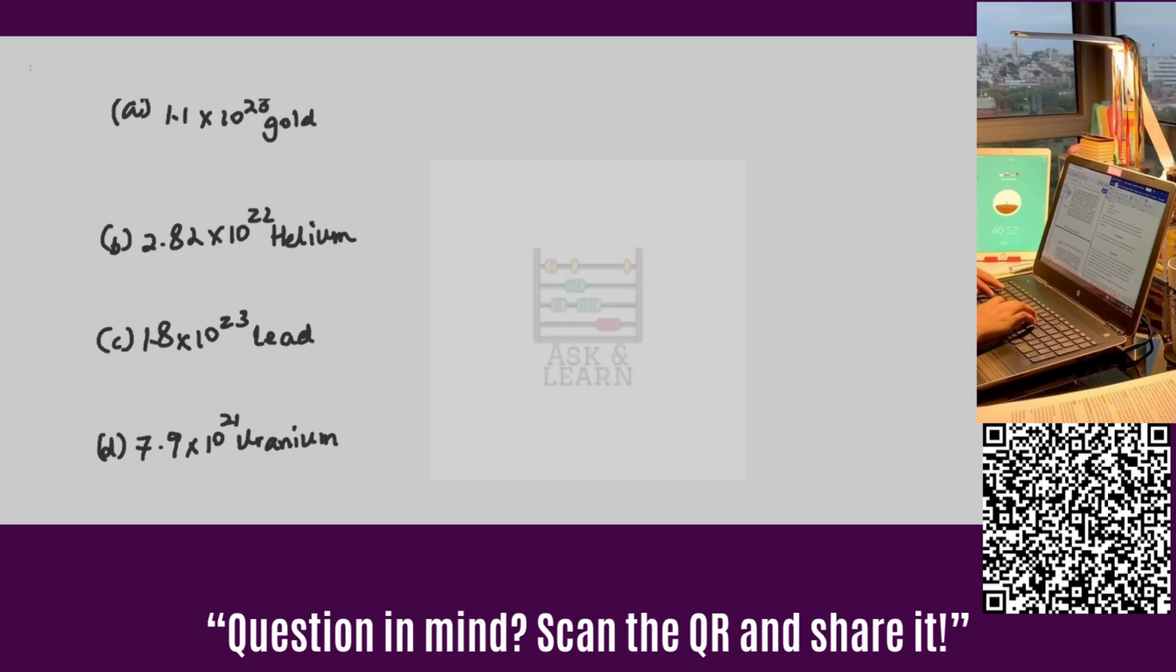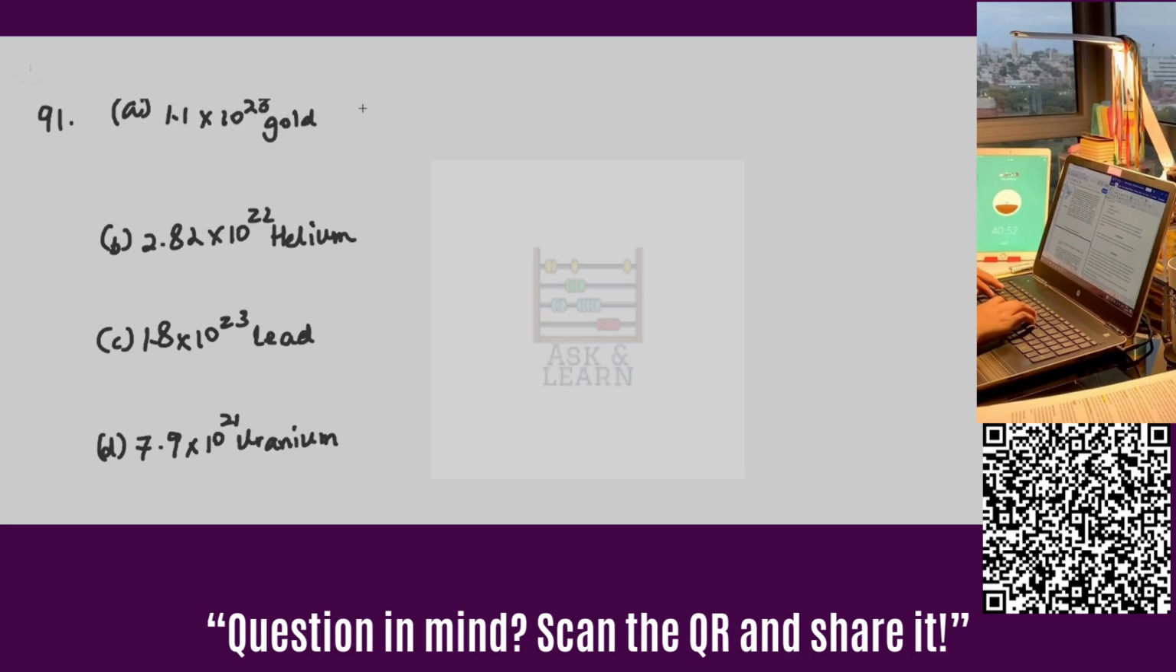In problem number 91 of chapter 1, Introductory Chemistry, Structure and Properties, we've been asked to calculate the mass in grams for each of the samples. In order to determine the mass, the first sample is 1.1 times 10 to the power 23 atoms. In order to determine the mass, we quickly find the moles and multiply by the molar mass.